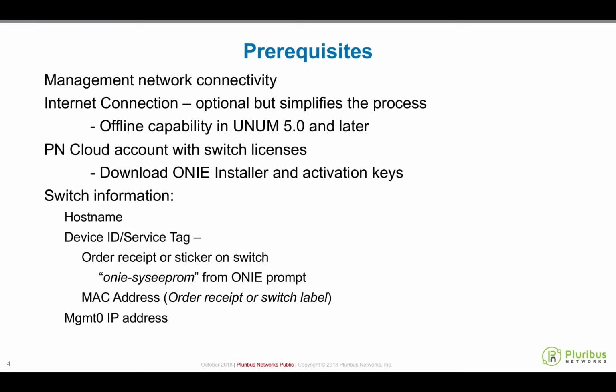You'll also need to gather some information such as the host name you want to use for the switch, the device ID, the MAC addresses. The device ID, or the service tag if you're using a Dell switch, is located on the order receipt as well as a sticker label on the switch. If necessary in a pinch, you can also console into a bare metal switch and issue an ONIE sys eeprom command from the ONIE prompt. Oh, and have the management 0 IP addresses you'll want to assign to any switch as well.